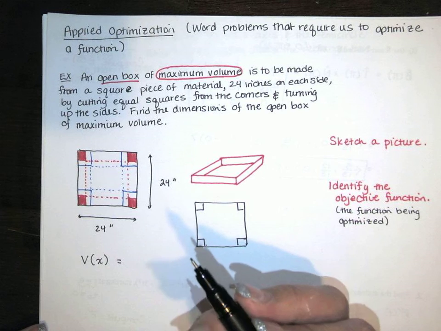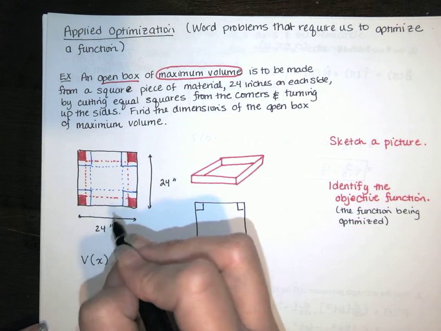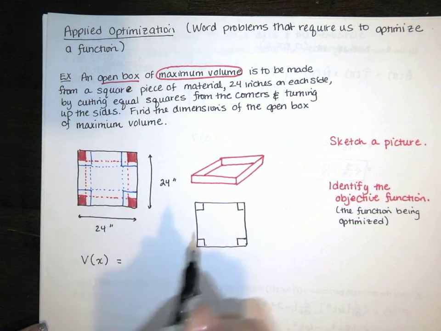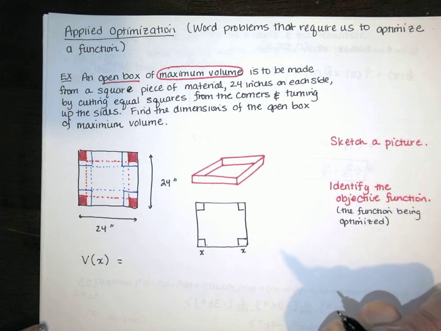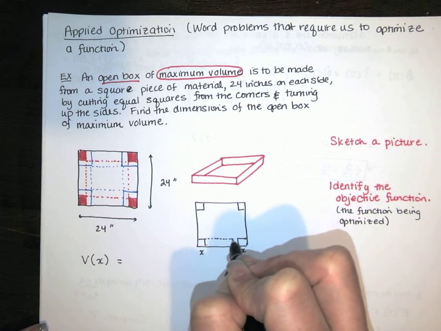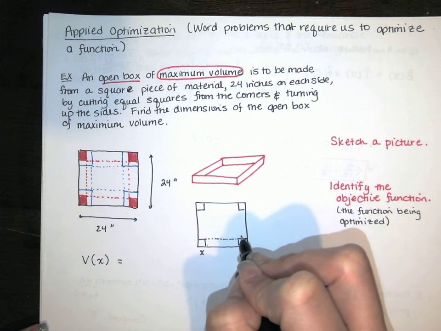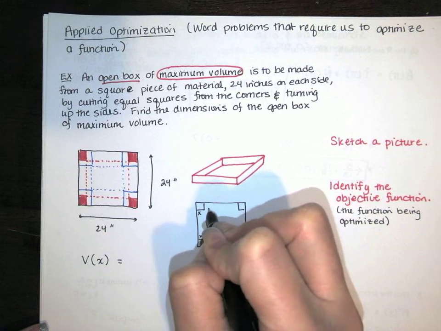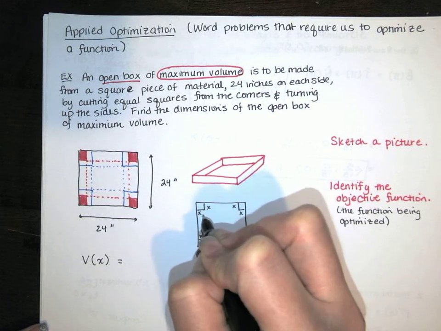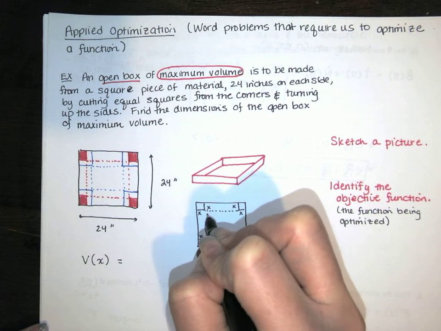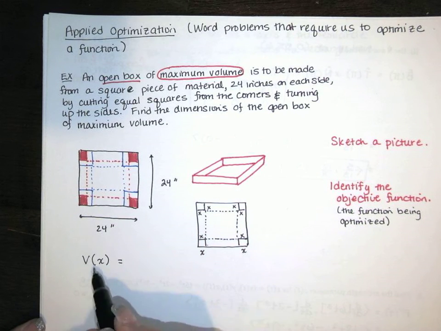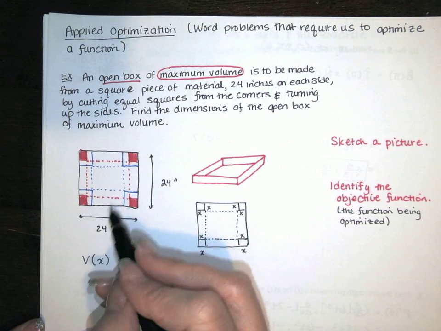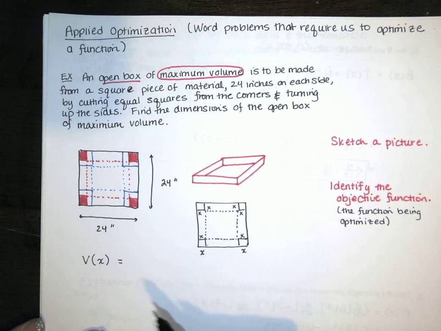Or I could take out 2 inches and 2 inches, and then I'd be left with 20 inches for that side. So in general, I don't know how much I'm taking out, but I could just say I'm taking out x inches on that side and x inches on that side. And if that's x, this is x, and that's x, that's x. So I'm trying to find this volume as a function of x, the unknown, how big that corner is.